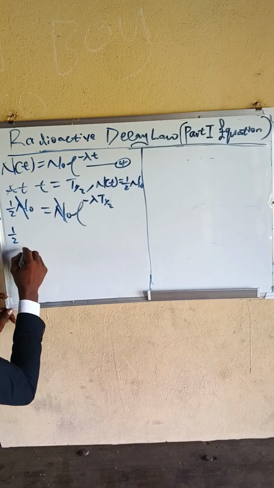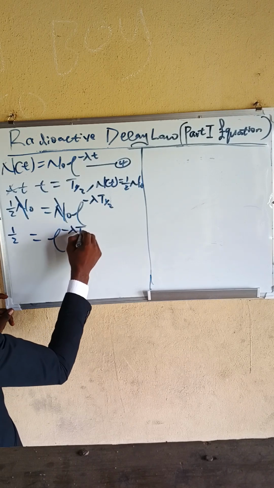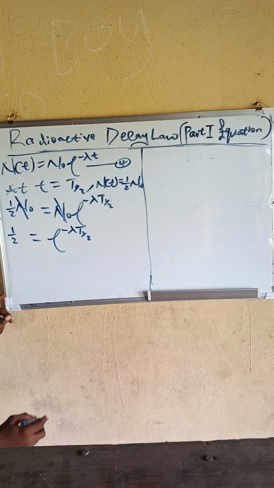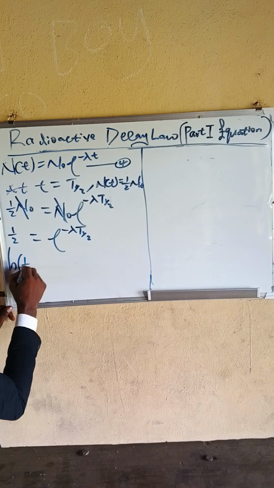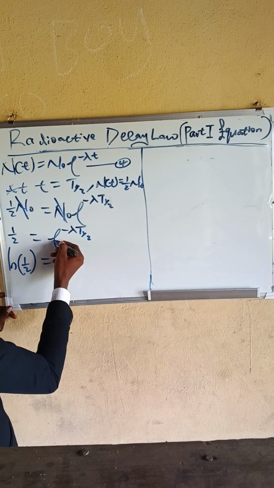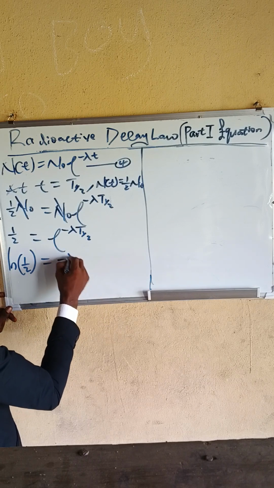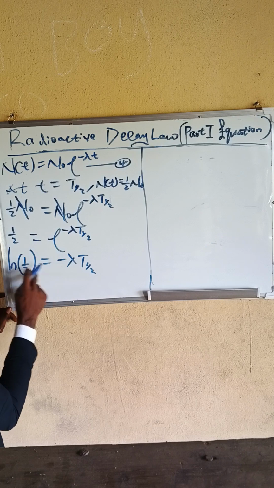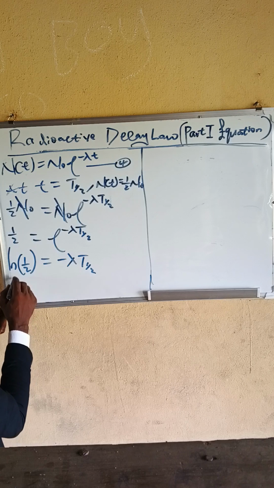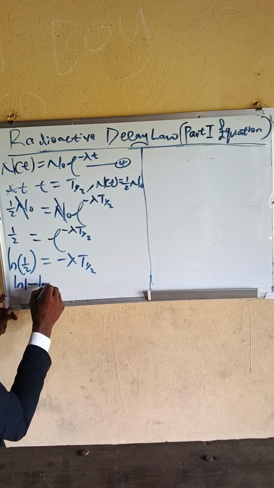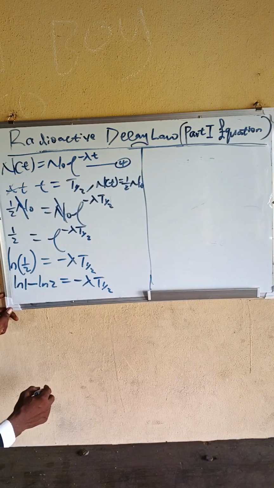That means 1 over 2, or half, is equal to exponential negative decay constant t half. Taking the natural logarithm on both sides, I'm going to have ln of 1 over 2. The natural logarithm will cancel the exponential, so you are going to have negative decay constant t half. From the normal logarithm rules, you know that division means minus. So that will give me ln 1 minus ln 2 is equal to negative decay constant t half.